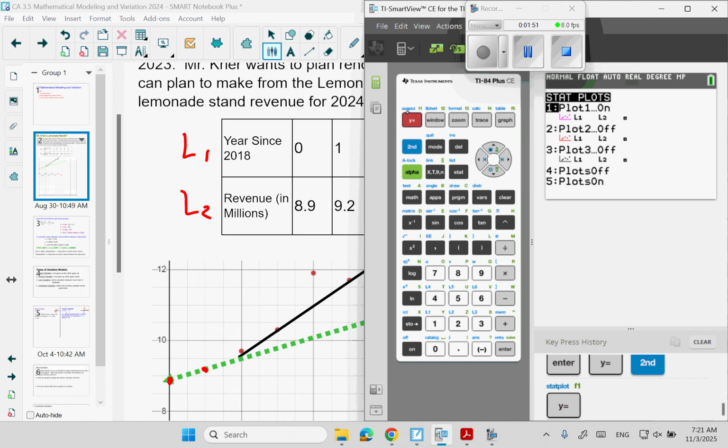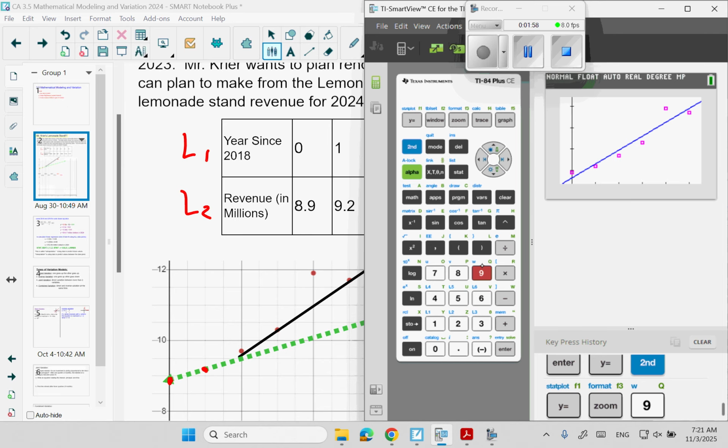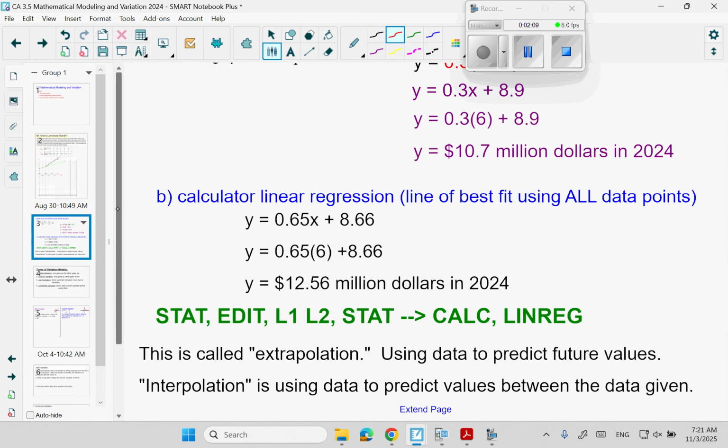If you wanted to see it, you hit the stat plot on. You would then go to zoom 9 for zoom stat, and you can see it actually physically draw the line in the coordinates with the type shape. See, that's roughly what I have there in black. I missed it a little bit when I did it. Okay.